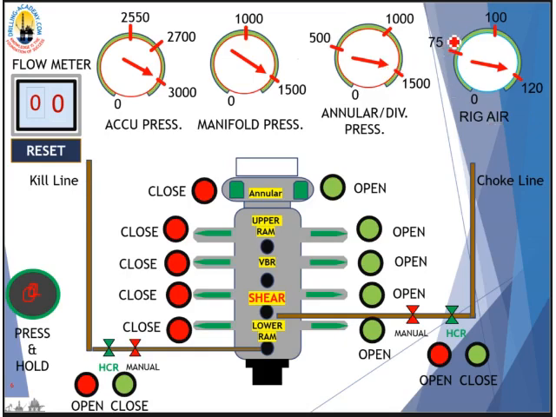And the rig air should be in the range from 75 psi to 120 psi. Minimum is 75 psi. Okay, so for all the BOP functions here, if it's closed, it is red. The red light bulb is on. If it is at the open position, the green light bulb is on.